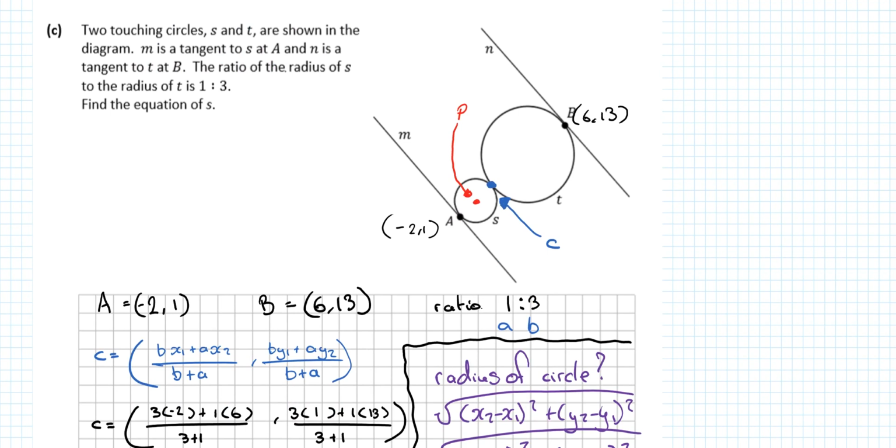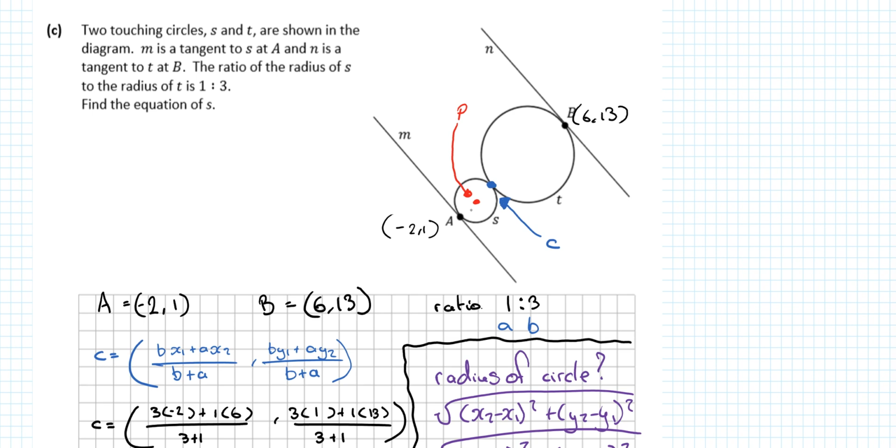So that's a tangent, and N is tangent to T at B. Find the radius of S. Sorry, the ratio. I read that wrong. The ratio of the radius of S to the radius of T is 1:3.